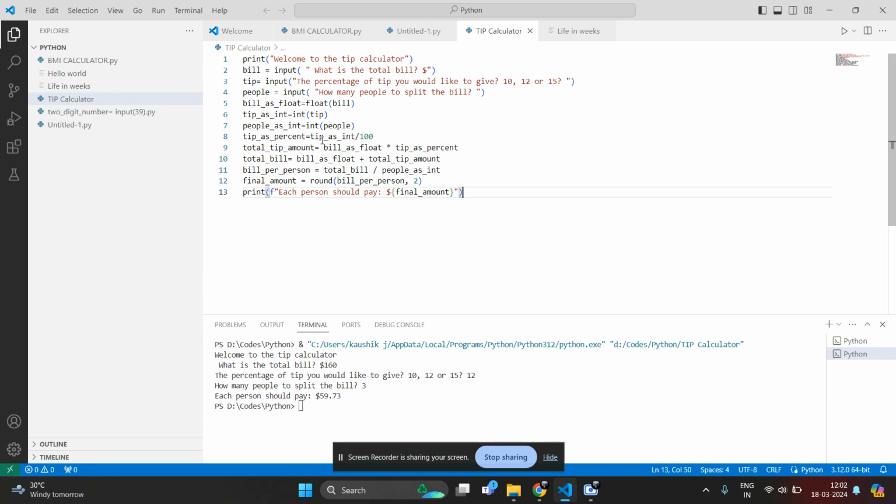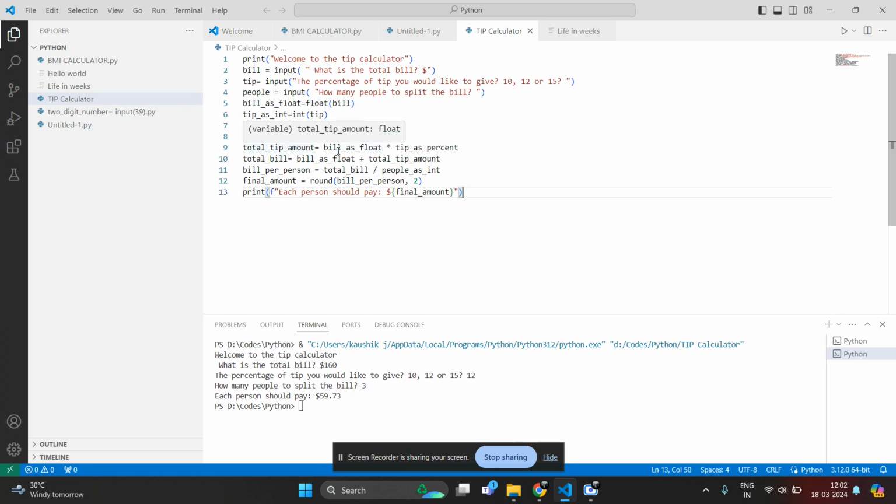Tip as percent is calculated as tip as integer divided by 100. So I have calculated only upon integer. I have taken the required tip and divided by 100, and it is stored in the tip as percent variable.